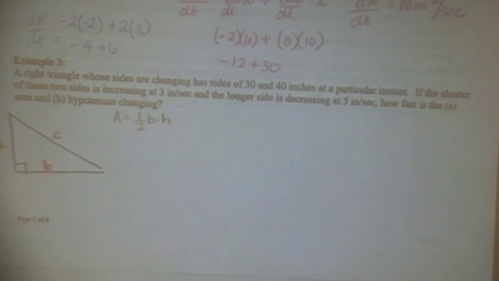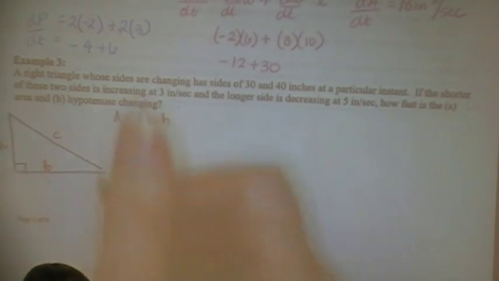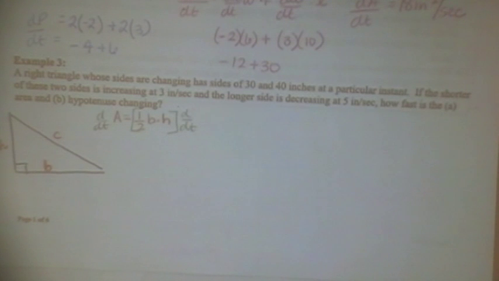Instead of writing it as base times height divided by 2, which probably 9 times out of 10 in Algebra 2 I would do, in calculus it makes more sense to write it as 1/2 base times height, because then you clearly see the 1/2 as a constant instead of thinking, oh, I got a quotient rule. So write it as 1/2 base times height. Take d/dt of both sides. You will have to product rule because you do have two pieces.